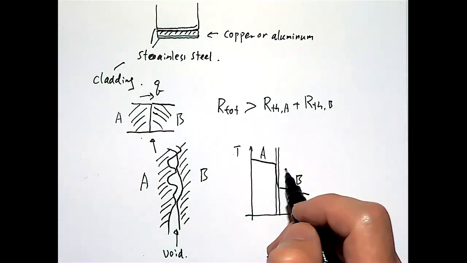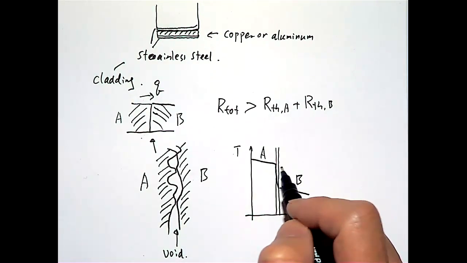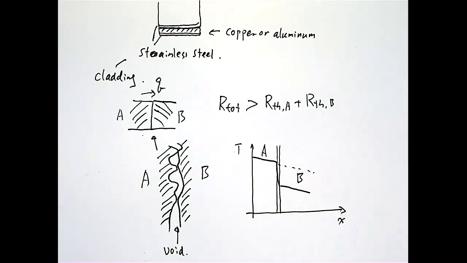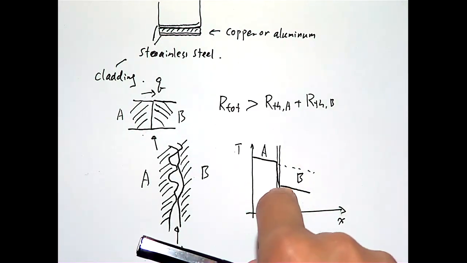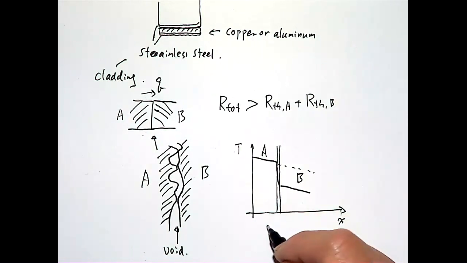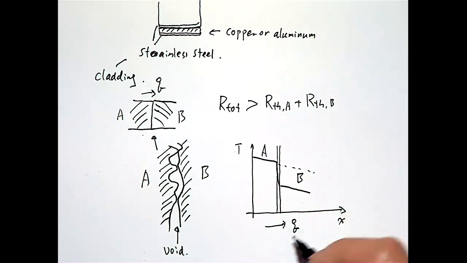If you consider everything is ideal, then you would have a line just like this, right? If A and B have similar K values. And we said the temperature drop corresponds to thermal resistance. So if I have Q going in this direction, delta T is proportional to the thermal resistance.